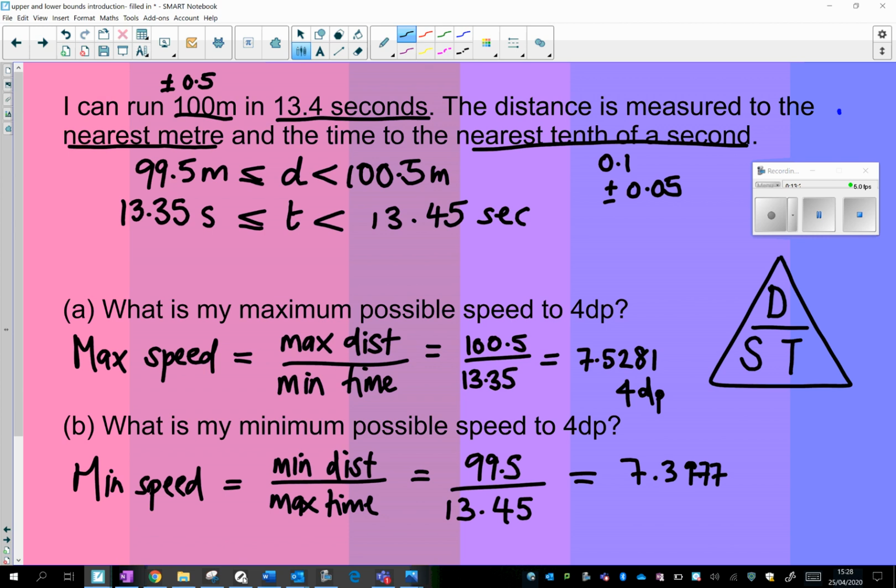This one comes out as 7.39769, which I'm going to round again to 4 decimal places, 7.3978 meters per second. Sorry, I should have said meters per second. Meters per second there, and meters per second here.